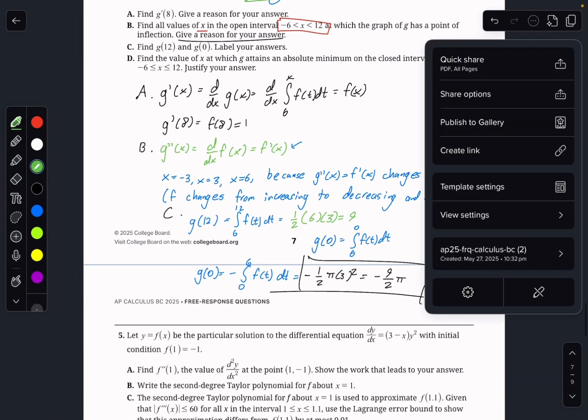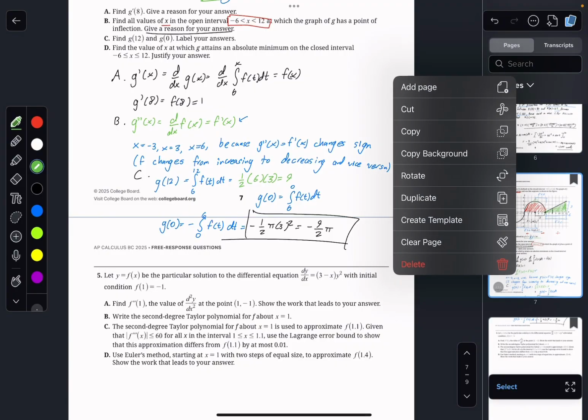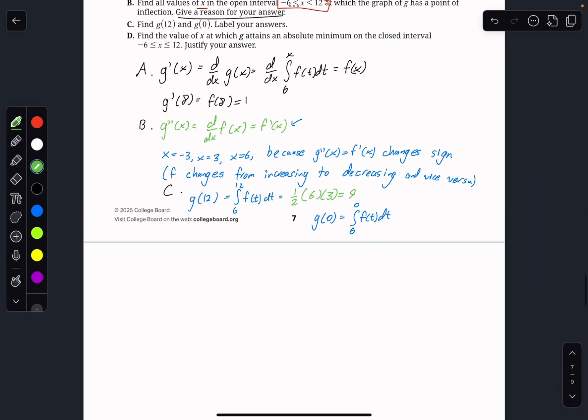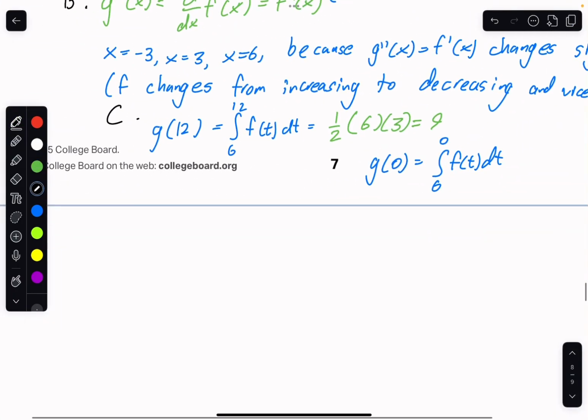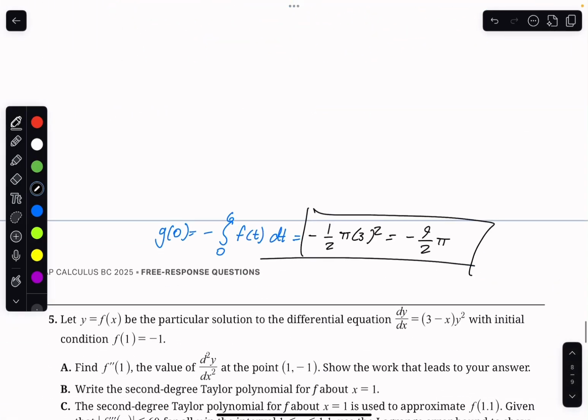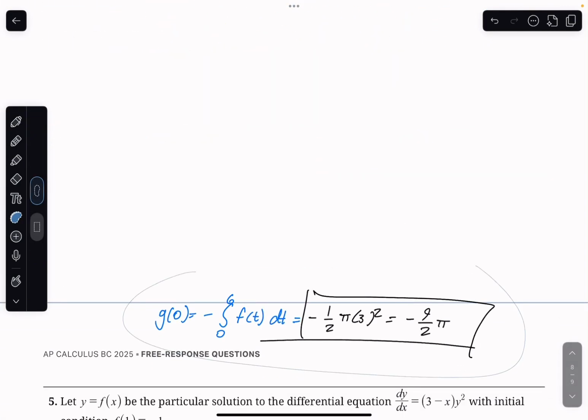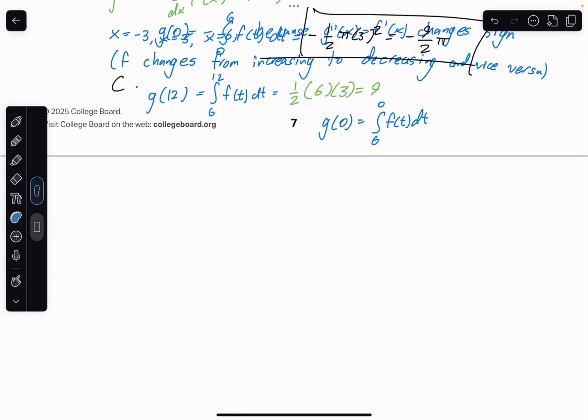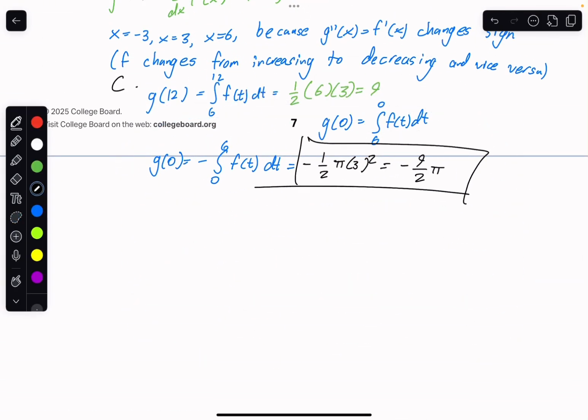I will add another page. Let's go for that. Okay, part D. My part C got a little cut off, I think. Yeah, that's all right then. Let's bring it up. All right. Now, part D.